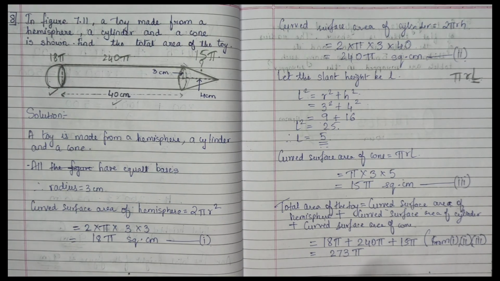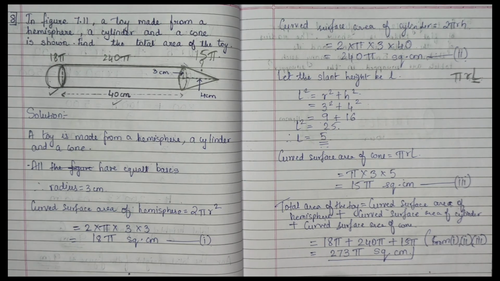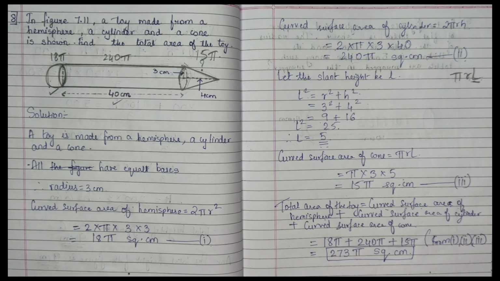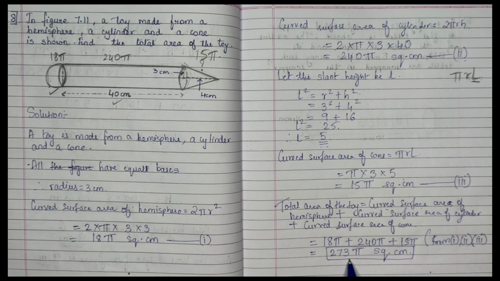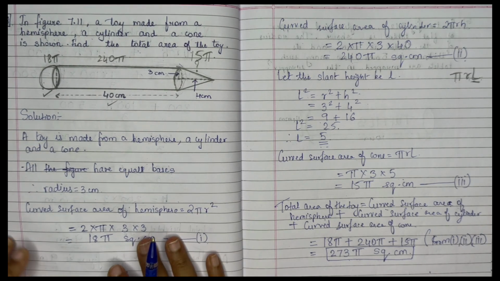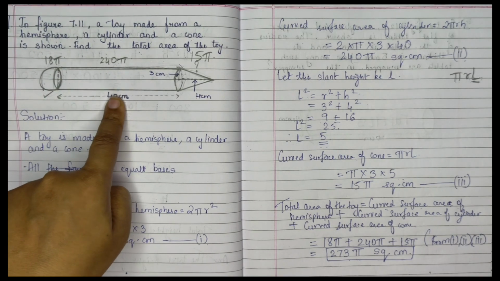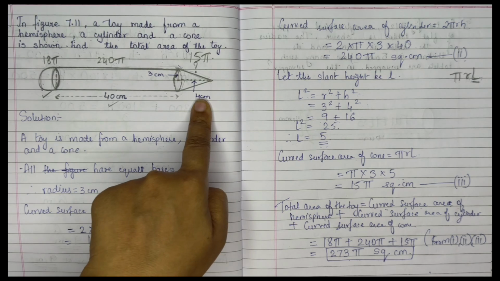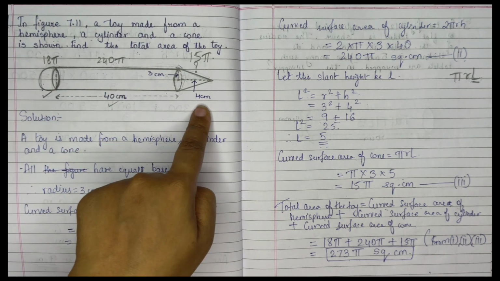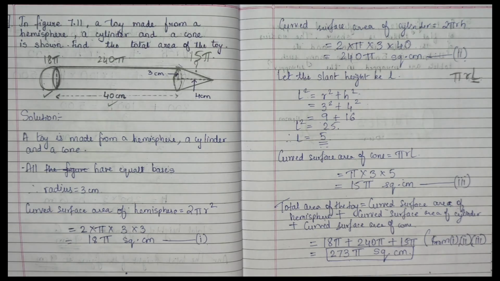And then you write the unit. Since it is area, we will write square centimeters. So this is your final answer. You can also write, therefore total area of the toy is 273 pi square centimeters. Understood? It is an easy sum. What you have to do is just find the curved surface area of the hemisphere, then the curved surface area of the cylinder, and then curved surface area of the cone, and then add all the three areas and you'll find the total area of the toy.